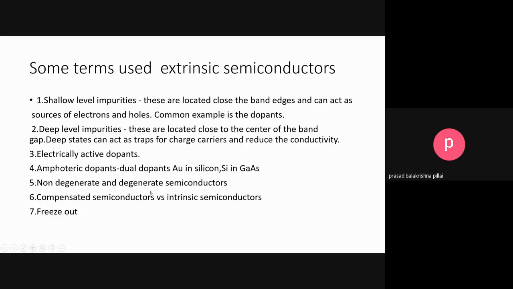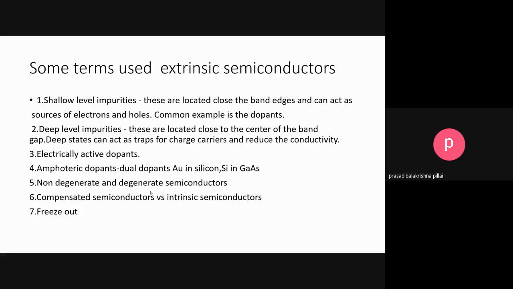Now let me ask you one question. Suppose you have silicon and you have a certain conductivity. Now I introduce the dopants and it is a compensated semiconductor. Will the conductivity be the same?